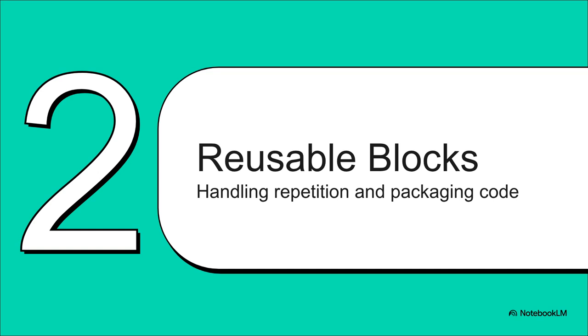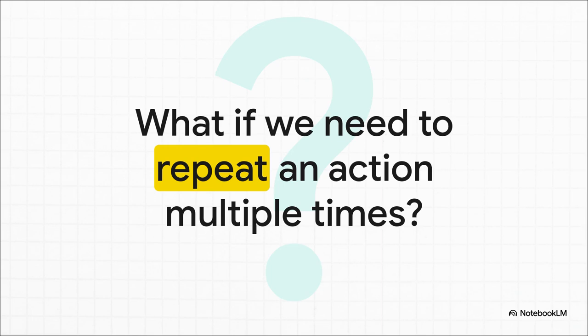Okay, that's section 1 down. We've got the hang of single instructions. Now let's build on that. In this next part, we're going to see how to deal with repetition and how to package our code into handy reusable blocks. So imagine you needed to print the word hello 5 times.